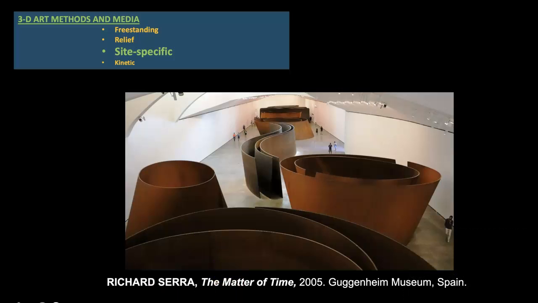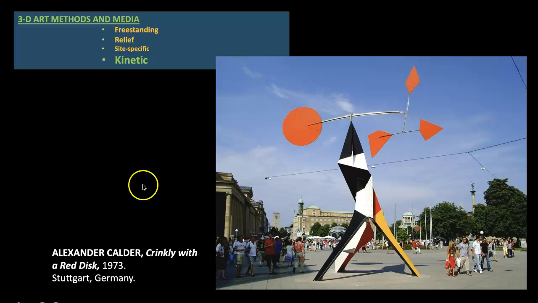Finally, we want to talk about kinetic sculpture. And the man kind of considered the father of kinetic sculpture, because he was so darn good at it, is Alexander Calder. This example of kinetic sculpture is called Crinkly with a Red Disc from 1973. You can find it as a public sculpture in the middle of a town square in Stuttgart, Germany. Kinetic sculptures you can recognize pretty easily because they involve some kind of movement, most often by wind, sometimes by a little motor that might move parts of that sculpture.